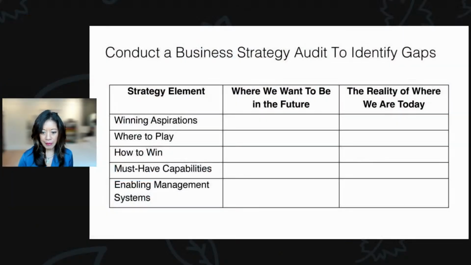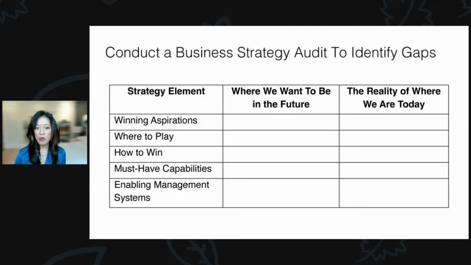A strategic plan goes back to, let me just find the slide here. Let me just put this up. Answers these questions. What are our winning aspirations? Where are we going to play? How are we going to win? What are the capabilities we have? And how do we tell that we're actually making progress? So that's how you can tell whether you have a strategic plan. Can you answer those questions?